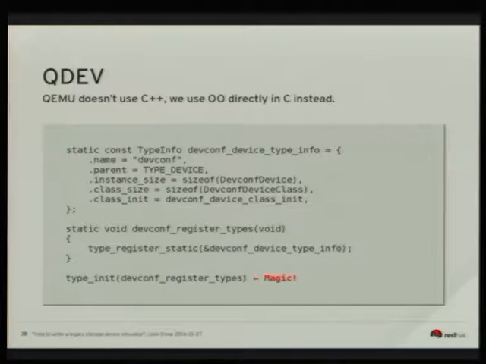We're going to describe the size of both the class and the instance. This is stuff you wouldn't normally have to worry about in C++, but welcome to C. We're going to describe here as well, under DevConf register types, we're going to register our type info structure, and then using a bit of compiler magic, we're going to hook into the rest of QEMU so that QEMU knows about this new type we've created.